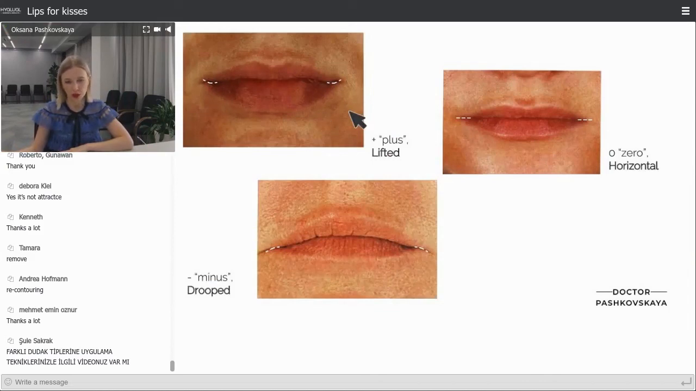It's also very important to analyze the corners of the mouth. Plus, if they are lifted, 0 if they have a horizontal position, and minus when they are dropped. So when angles are dropped, I first use botulinum toxin if the reason is muscle activity, or also use a technique for lifting the corners.